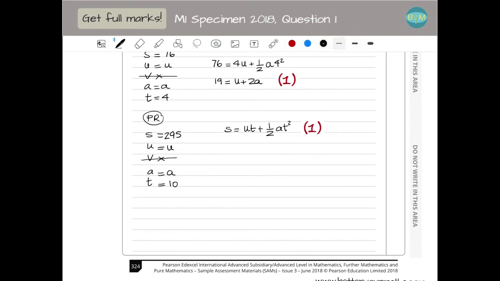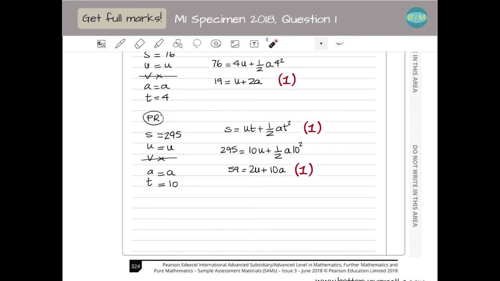When you substitute, you have 295 equals ut, t is 10, so 10u plus 1/2 a t squared. When you organize your numbers and simplify, you can divide by 5. You have 59 equals 2u plus 10a. Another mark for substituting everything correctly. So 4 marks so far.